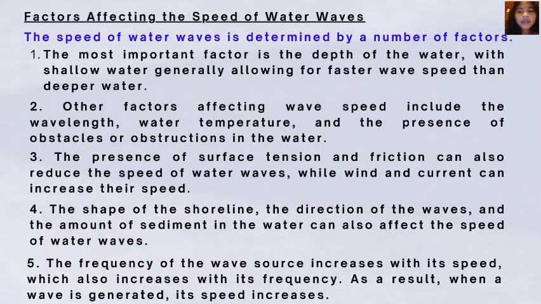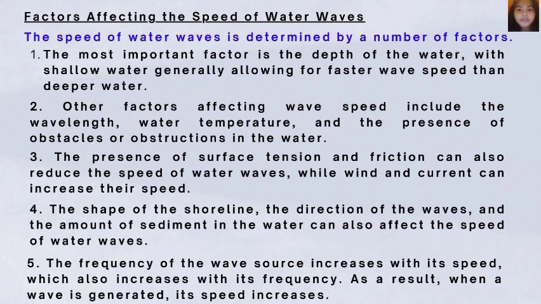We had the factors affecting the speed of sound waves, so we also have factors for water waves. The speed of a water wave is determined by a number of factors. First, the most important factor is the depth of the water, with shallow water generally allowing for faster wave speed than deeper water. The shallow water has a faster wave speed than deeper waters.